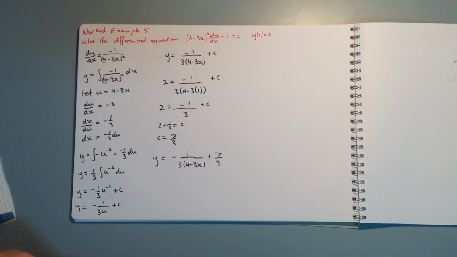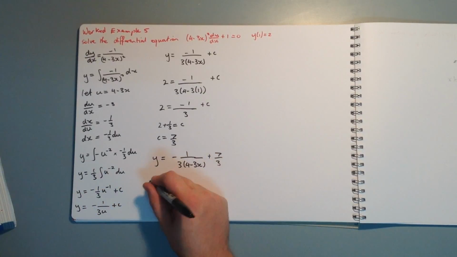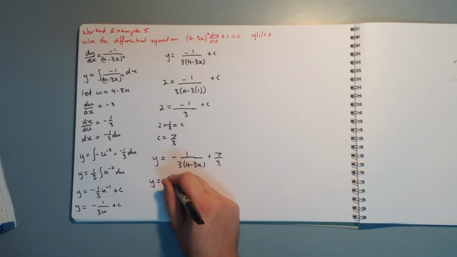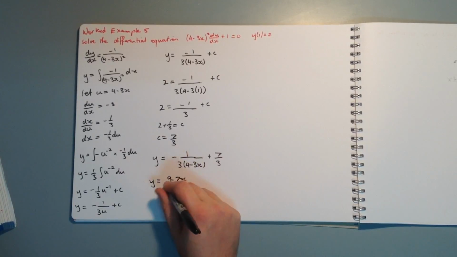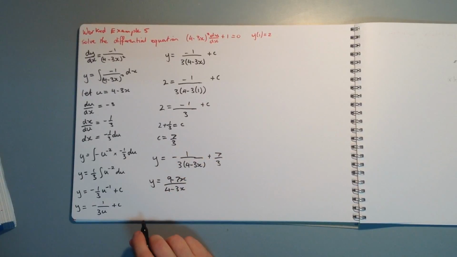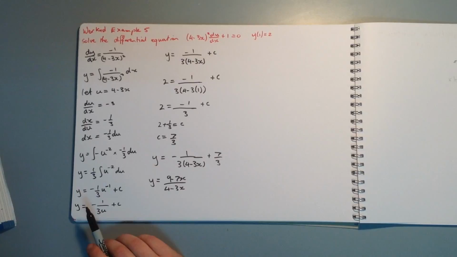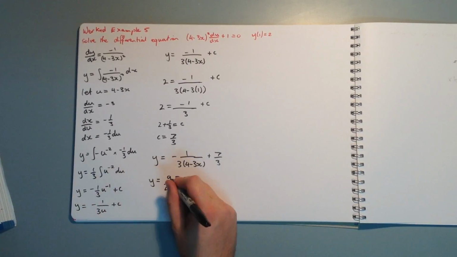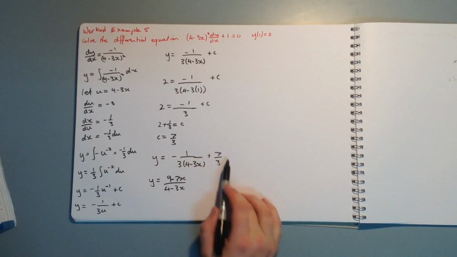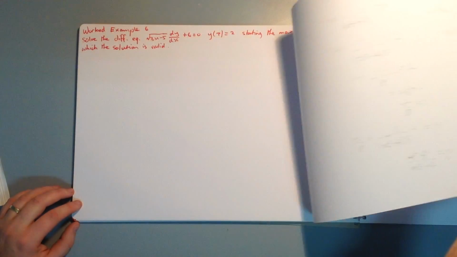which means what you end up getting is y equals 9 minus 7x over 4 minus 3x. Yes, that's by combining those two fractions. Again, as I said, I probably won't worry too much about doing that. That would be an acceptable form of the solution for that one.